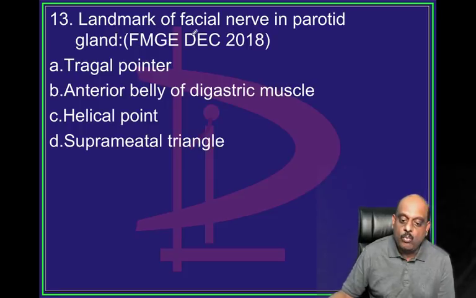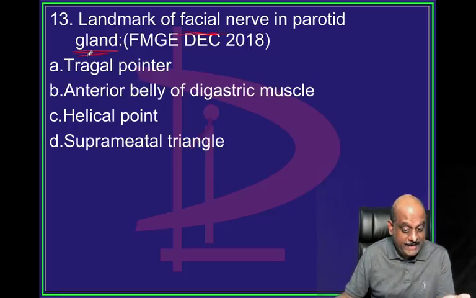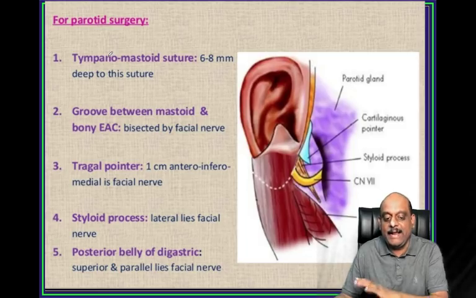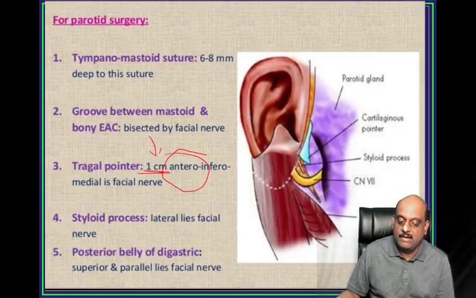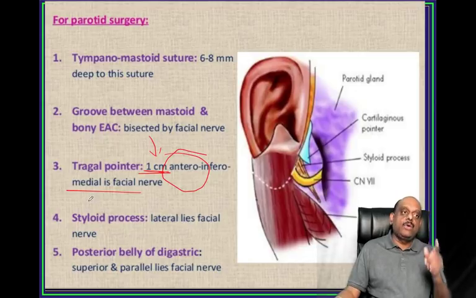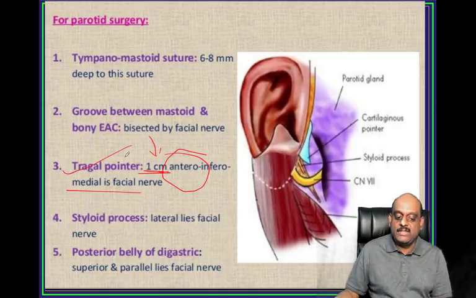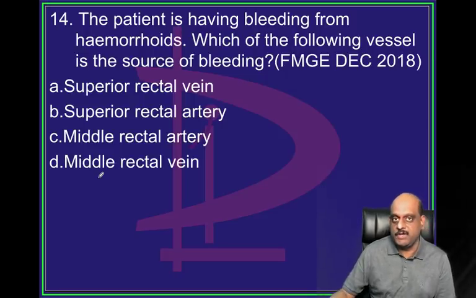Now doctor, what is the landmark of the facial nerve in the parotid gland? There is the tragus pointer. Tragus is 1 centimeter antero-inferior. Antero-inferior and medial to the facial nerve is the tragus pointer during parotid surgery, is what you should remember.